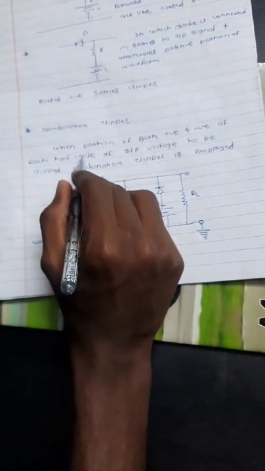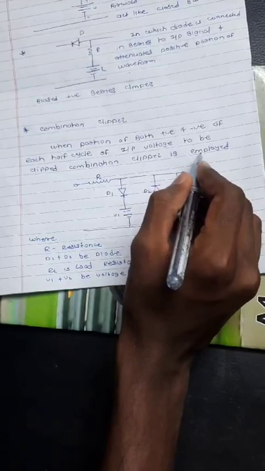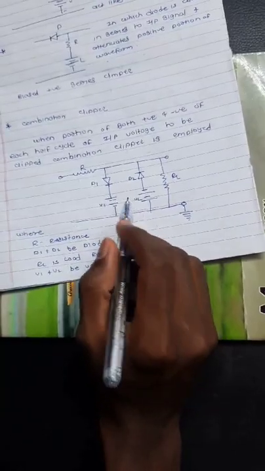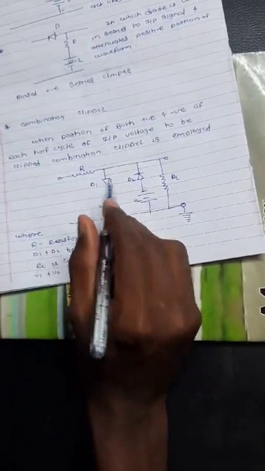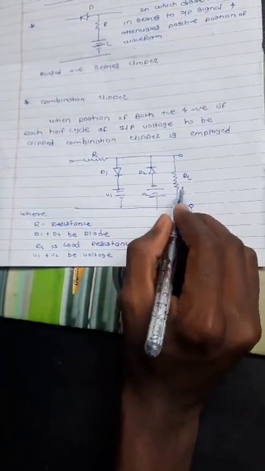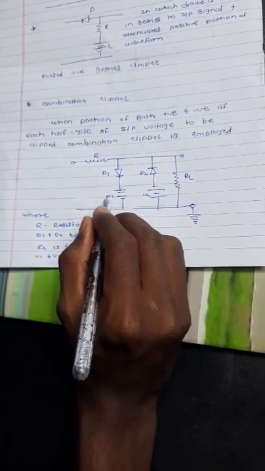The next point is the combinational clipper, which is employed when portions of both the positive and negative half cycles of the input voltage are to be clipped. The circuit diagram of the combinational clipper is given below, where R is the resistance, D1 and D2 are the diodes, RL is the load resistance, and V1 and V2 are the voltages across each diode.